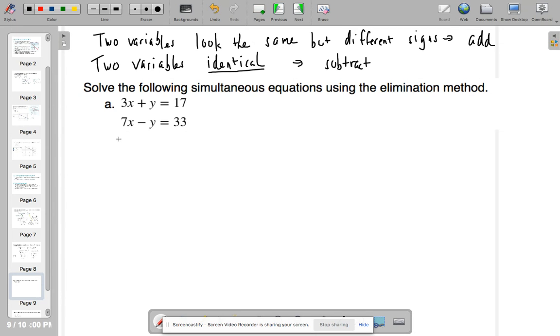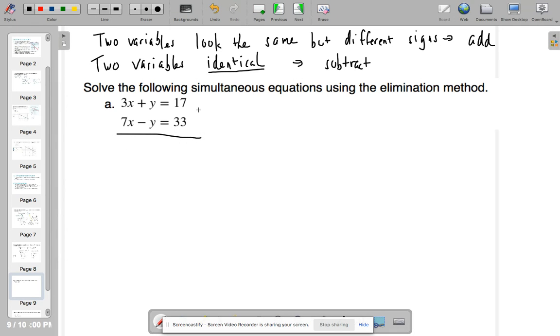All right, so here we've got two simultaneous equations. Now you'll notice I've got a 3x and a 7x and a plus y and a minus y. So this falls in the first category. I've got two y's there, but one is a plus and one is a minus. So when I do that, what I do is I add the two equations. I'll draw a straight line across here. I'm actually going to add the two equations.